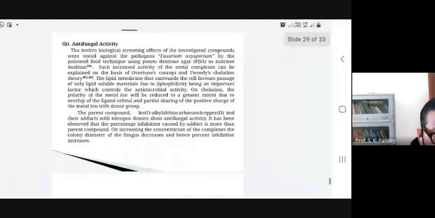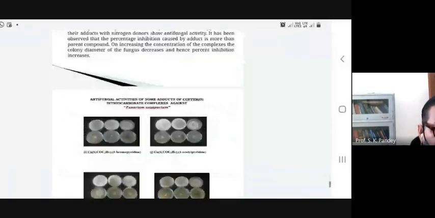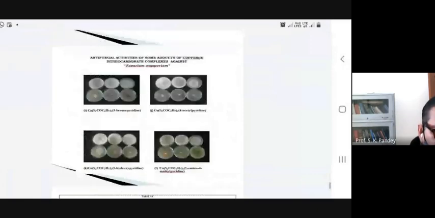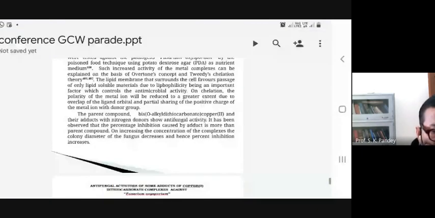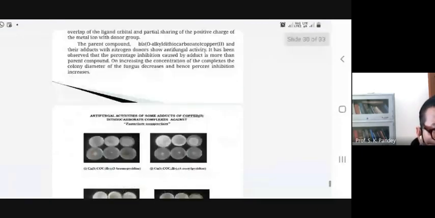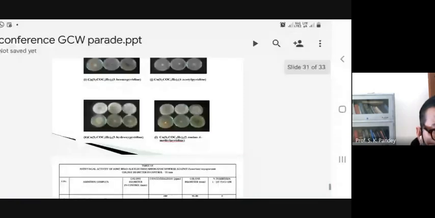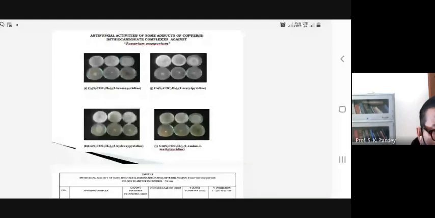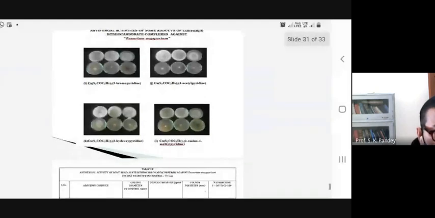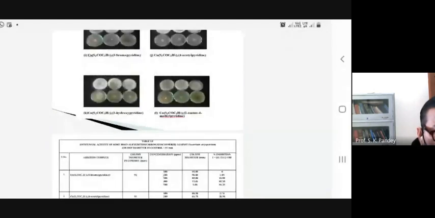The antifungal studies were also carried out in order to study the biological behavior of the complex, and it has been found that the technique used for studying this antifungal activity... Okay, sir. So these are the antifungal studies, which show that the complexes are antifungal in nature, and with increase in the concentration of the complex, there is decrease in the colony size of the fungus. That's all about my paper.